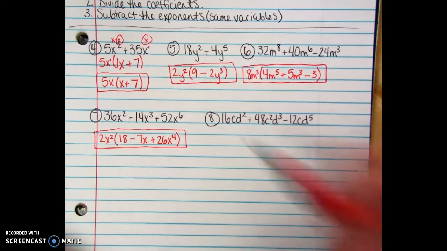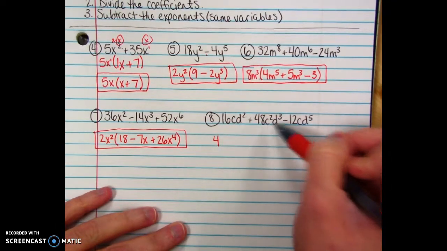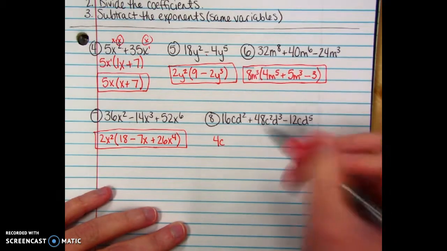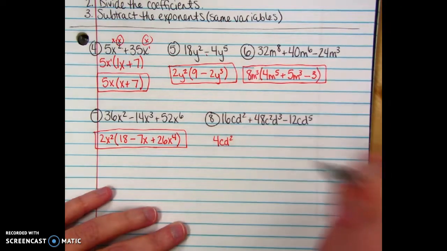not, because 12 doesn't go into 16. It's 4. And they all have c's, so I take the smallest c, which is just c. They all have d's, 2, 3, 5. So d squared would be the smallest.